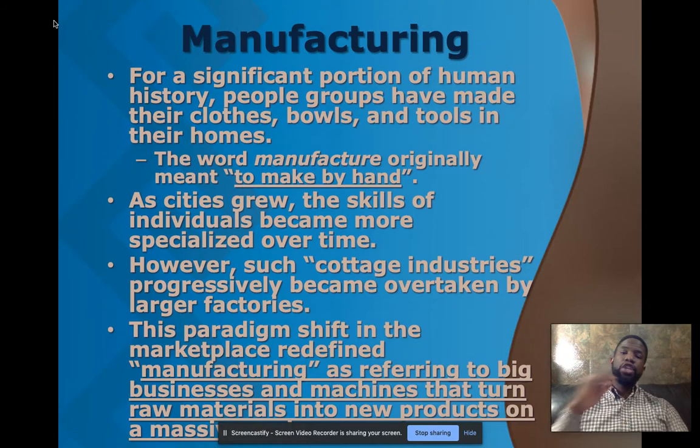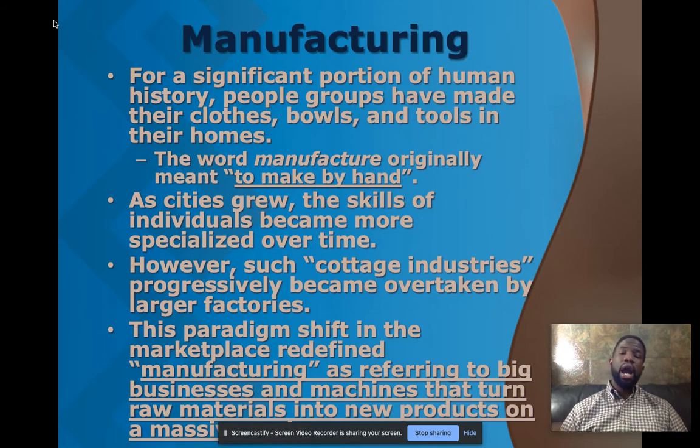Now, we're going to get into specialization in 10th grade when you take world history. We're going to be unpacking specialization and organization and how that relates to the formation of civilizations. So make sure you bear that in mind as we progress.